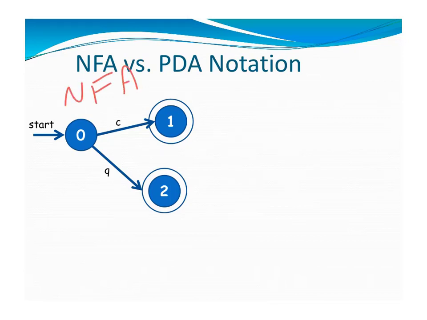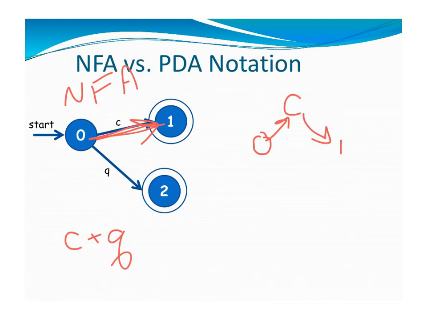This NFA accepts the language of the regular expression C plus Q. It accepts a string C and accepts a string Q. When we talk about this, we might use that zigzag notation. Let's say I start in state 0, and I see a C, and so I traverse this and I end up in state 1. Or I start in state 0, and then I see a Q, and I end up in state 2.